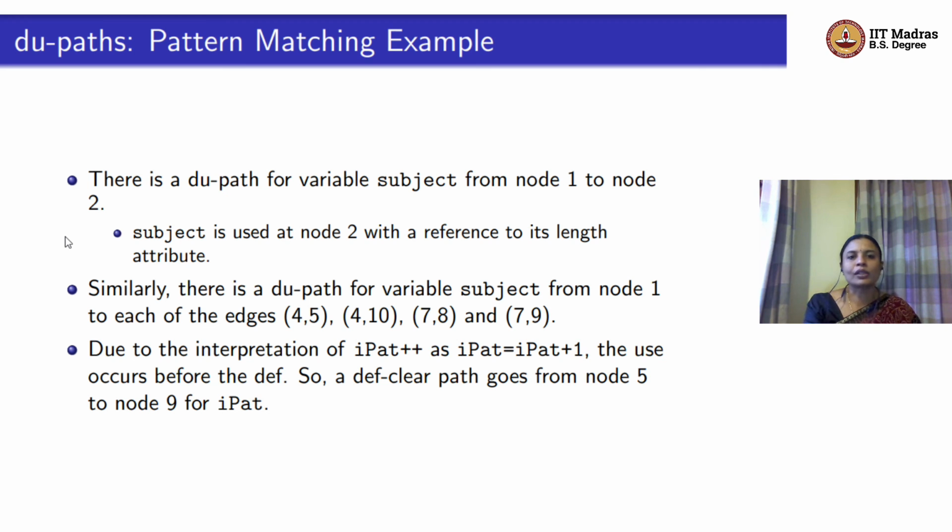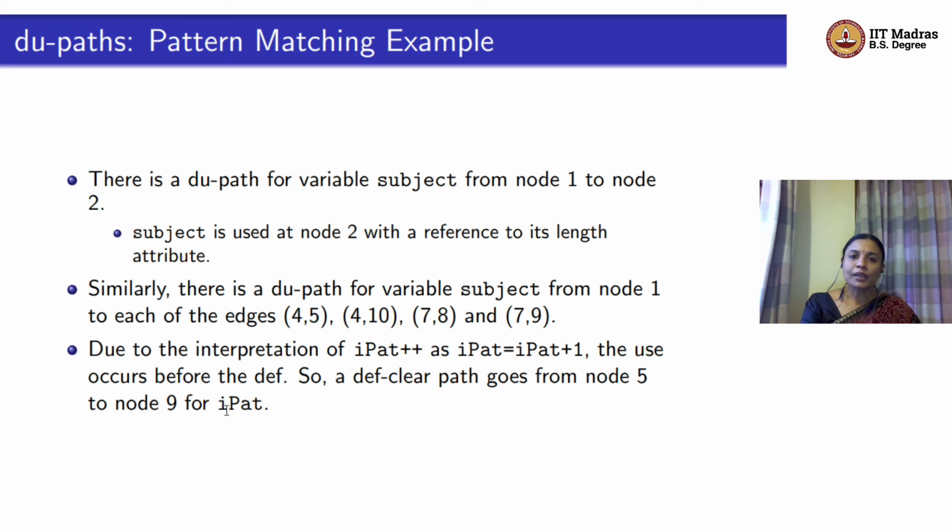So this is what we were talking about. There's a DU path for the variable subject from node 1 to node 2. There's a DU path for the variable subject from node 1 to all these edges. Due to interpretation of ispat plus plus as ispat equal to ispat plus 1, that is how the statement is expanded, use occurs before the definition. So the definition clear path goes from node 5 to node 9 for the variable ispat.